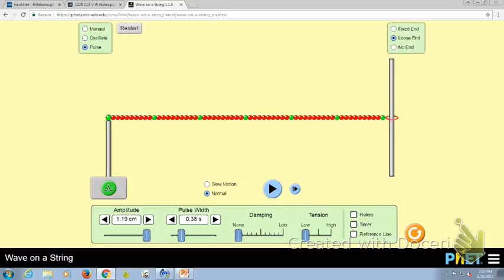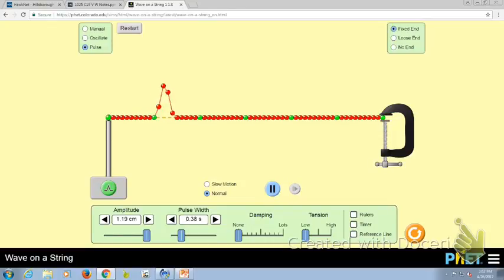And let's change something. Let's change this end to a fixed end. So now when I do this, my crest comes back as a trough. And my trough will come back as a crest. Let's do that. Let's stop that. Now, let's reset. Okay, so I'm getting two types of reflection.